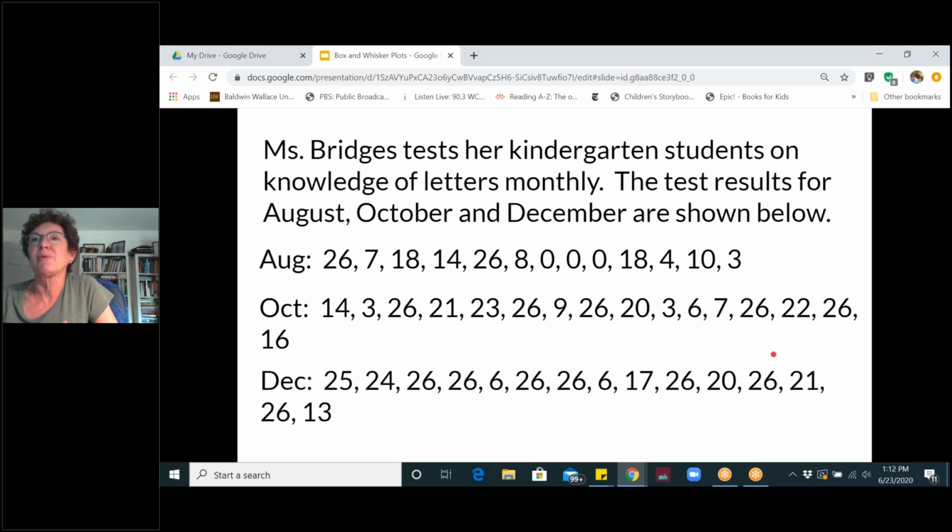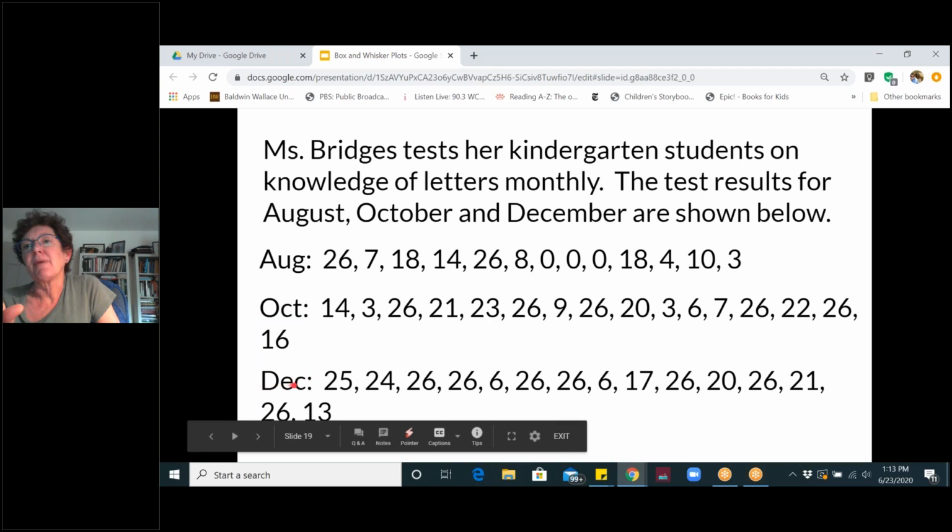The problem itself is pretty straightforward. Ms. Bridges tests her kindergarten students on knowledge of letters monthly. So every month she's testing how many letters they know, because that's a key concept for kindergarten. The test results for August, October, and December are shown below. Notice it's when they first start school, then halfway through that first semester, and then the end of the semester.